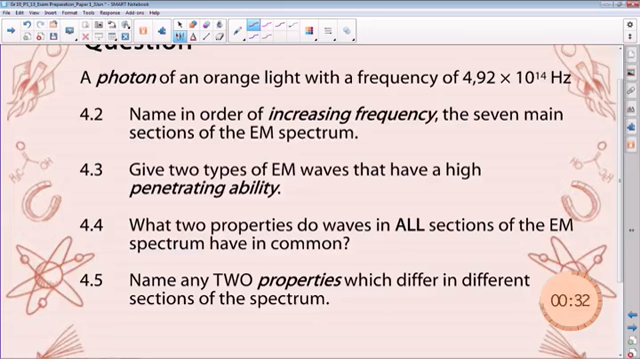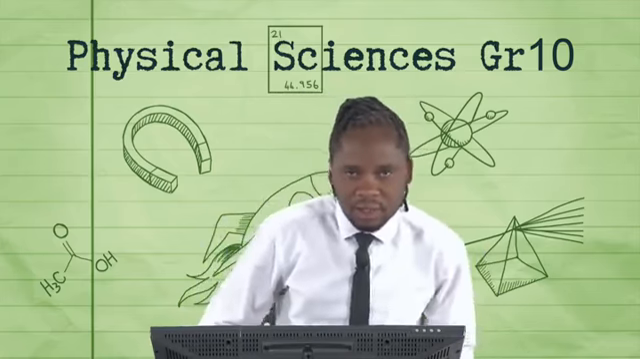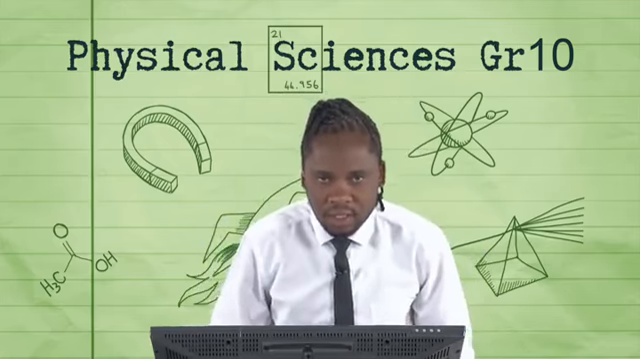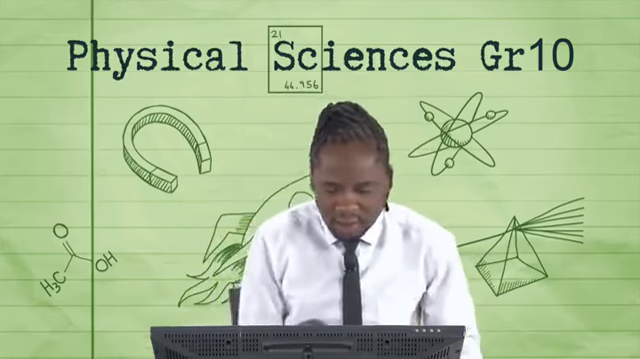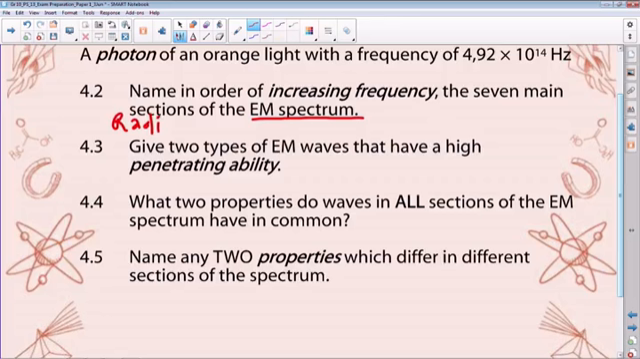Welcome back, guys. Hopefully you've made your attempt on the very few questions in the last part of our session today. It says here, name in order of increasing frequency. So this has to do with the electromagnetic spectrum. We've got the radio waves, the first one. Also, we have the microwaves, which means this one is the lowest frequency. From microwaves, you've got infrared.